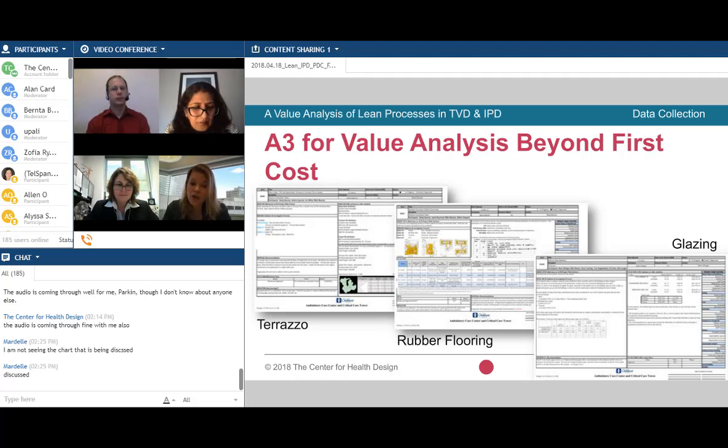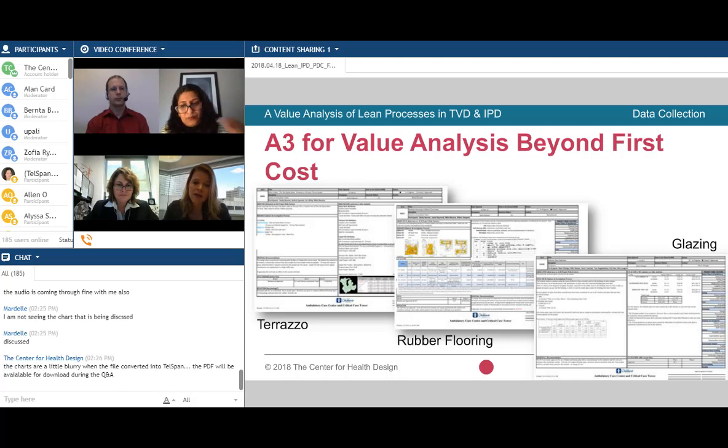Glazing, Zofia already mentioned an example where glazing sometimes, even if it's higher cost, can actually reduce costs in other places. We had LEED goals that we were trying to get to, and it helped contribute to the sustainability goals, but it also ultimately could reduce costs in other places.